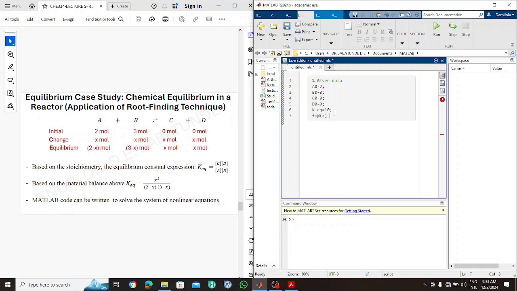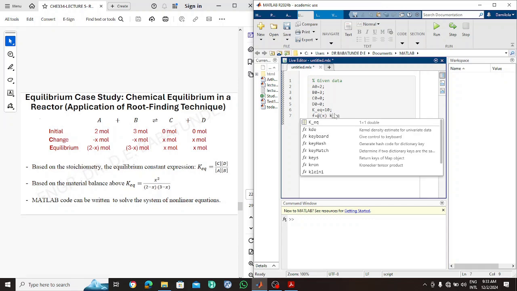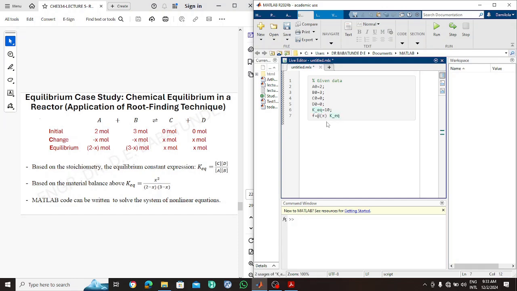So that's our equation. So we can say K equilibrium minus what? x raised to power 2 over 2 minus x multiplied by 3 minus x. I hope you get that. Okay, so that's our function.